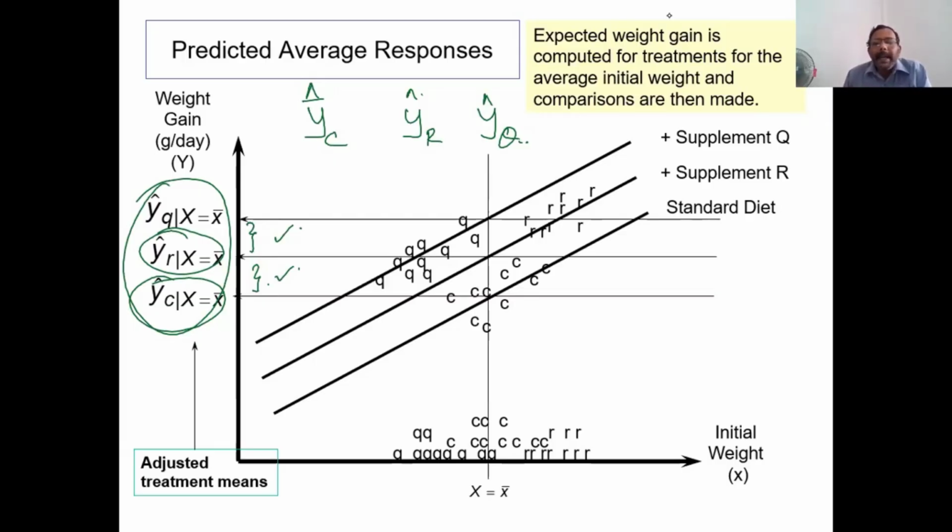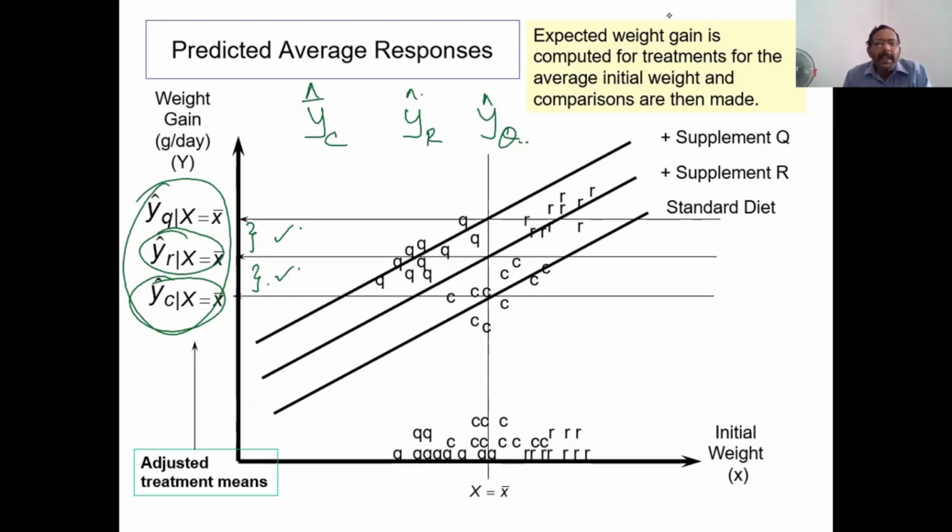Which is the better diet if you adjust for initial weight? Arosha? I think ours, don't know. You think? R, Q.